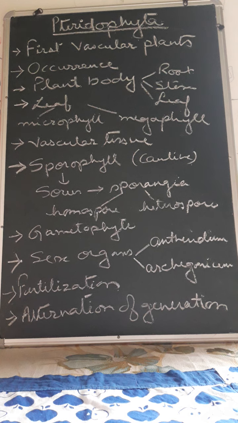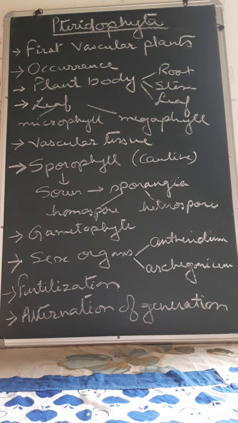Got it? Then the gametophyte is an independent prothallus. That means when the spores are formed, they will fall on the substratum and germinate, and from that germination they develop into a shapeless or heart-shaped structure, which is called the prothallus, which will bear the sex organs. And there are two types of sex organs, antheridium and archegonium.